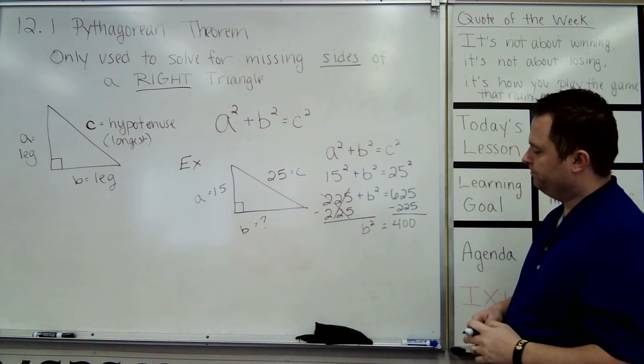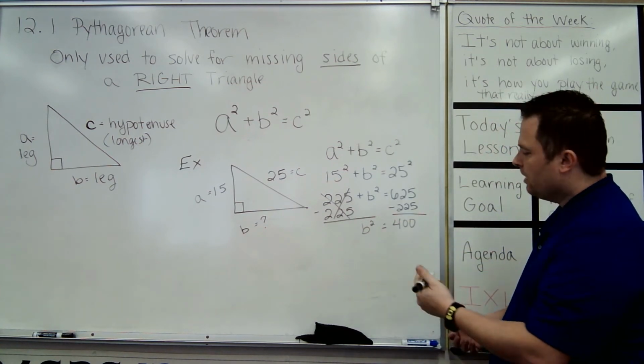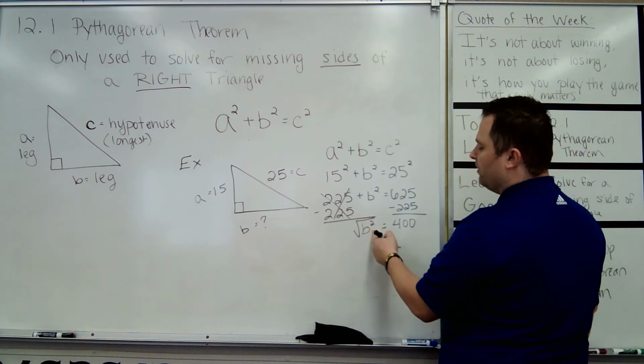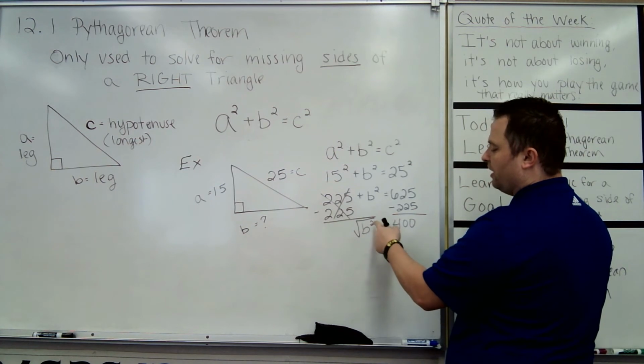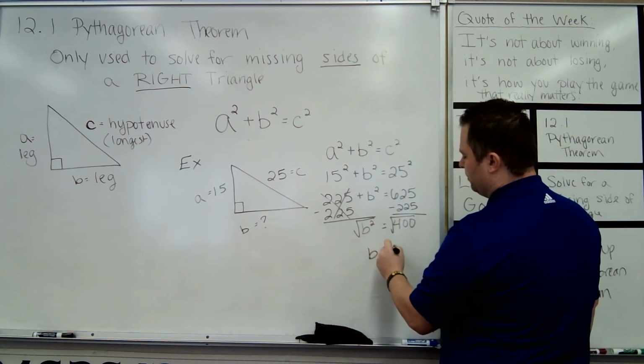This looks familiar. This looks like what I'm used to. B squared is equal to 400. I want to take the square root of B squared. Remember, it undoes the square. The square root of 400. B is equal to 20.